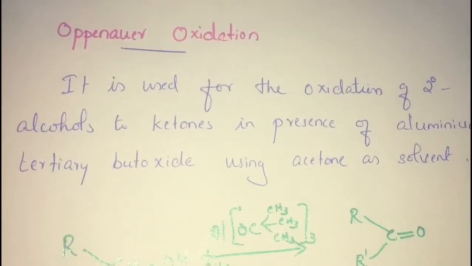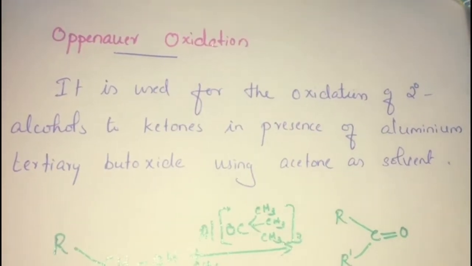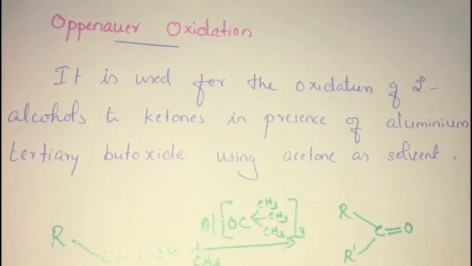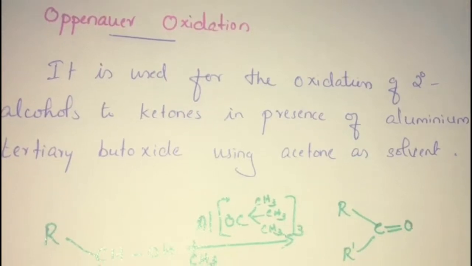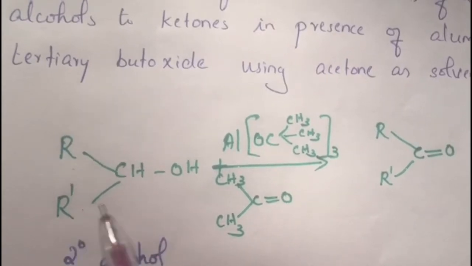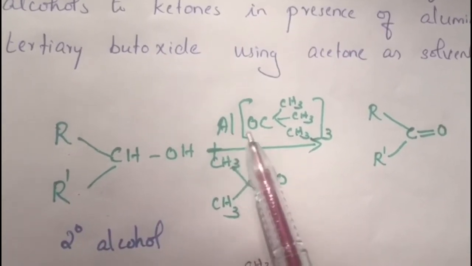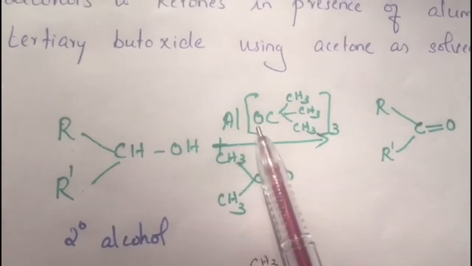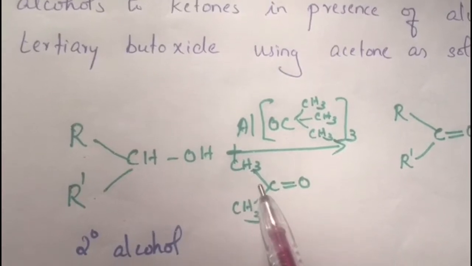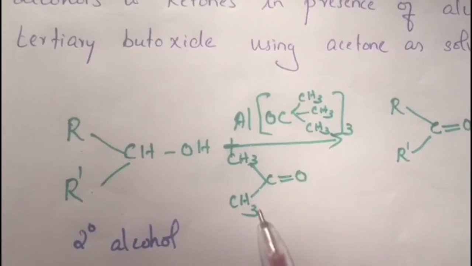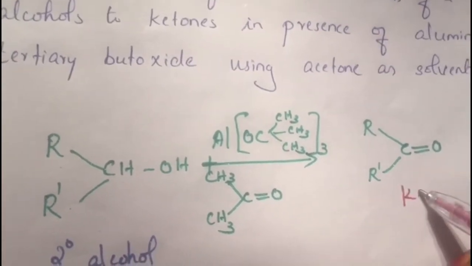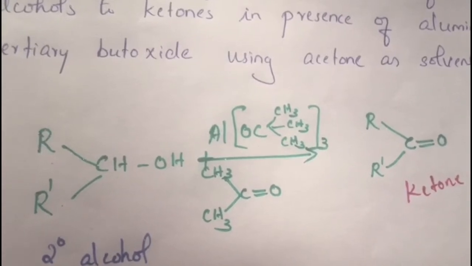Students, today we are going to discuss Oppenauer oxidation. It is used for the oxidation of secondary alcohols to ketones in presence of aluminium tertiary butoxide, using acetone as the solvent. Secondary alcohol R-CH(OH)-R in presence of aluminium tertiary butoxide, Al[OC(CH3)3]3, in presence of solvent acetone, CH3COCH3. This secondary alcohol is converted into ketone. This reaction is known as Oppenauer oxidation.